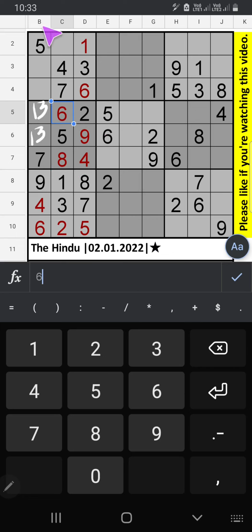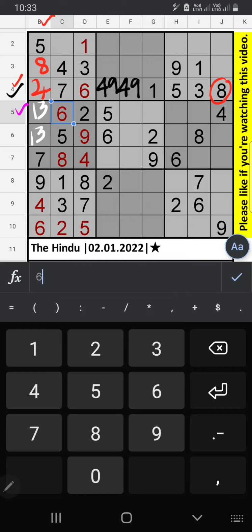Column B, 2 numbers are remaining, 2 and 8. In the 4th row, we have 8. So 8 can't come in this cell. 8 is confirmed here. Remaining 2 only. 2 is here. In the 4th row, 2 numbers are remaining, 4 and 9. We will confirm later.